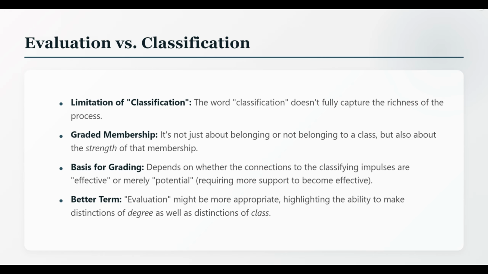The word classification feels a bit limited here. It implies crisp categories in or out, but the system seems capable of much more. It can make distinctions of degree. How strongly does an impulse belong to a class? This depends on whether the connections are strong and direct or weak and potential. Sometimes an impulse might only belong to a class if it gets extra support. This suggests evaluation might be a better term. It captures the idea that the system isn't just sorting things into boxes, but assessing their properties and relationships with varying degrees of certainty or strength.